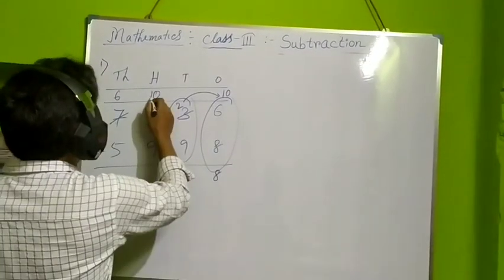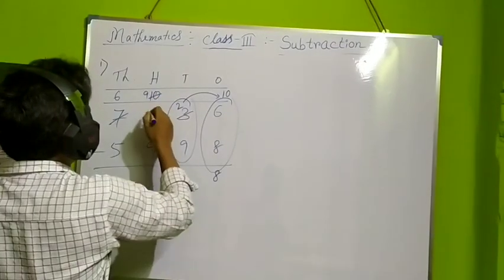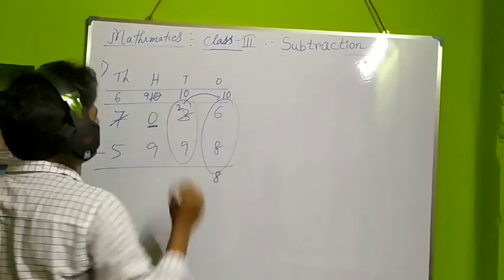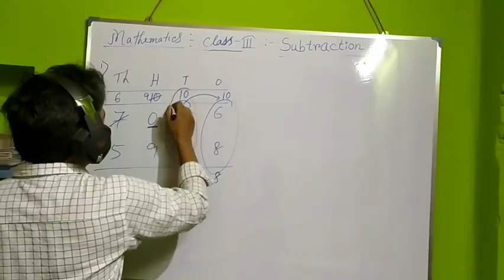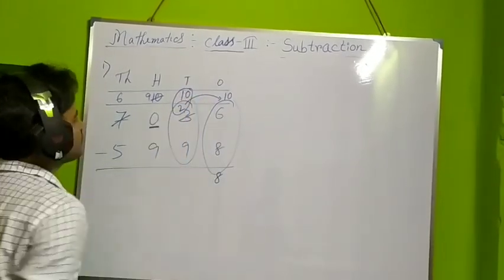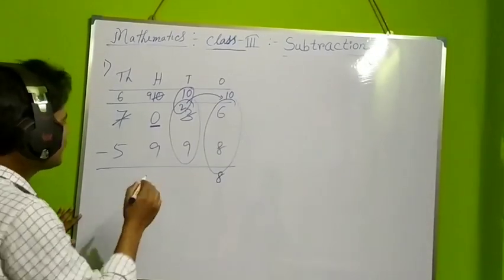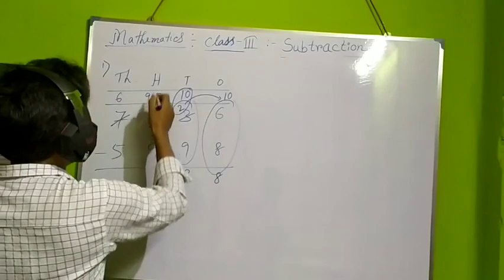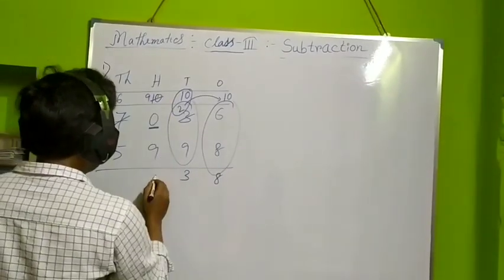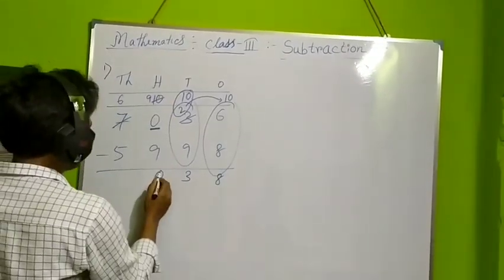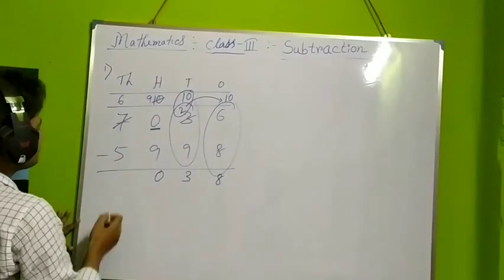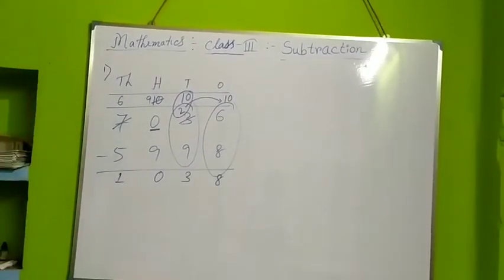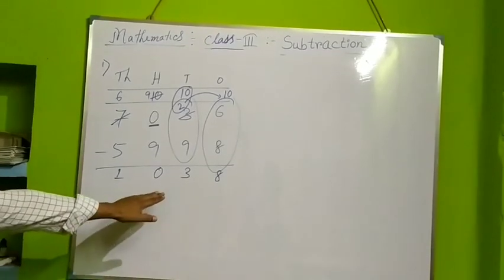Now from this 10 we take 100, so 10 converts to 9 and we write down 10 here. So 10 plus 2, 12. 12 minus 9, that is 3. Now you come to the 100 place. 9 minus 9, 0. And 6 minus 5 at the thousands place, that is 1. So we get the result or difference 1038.